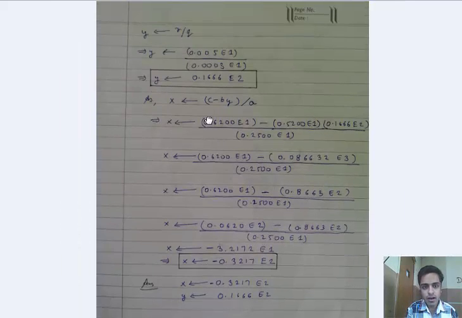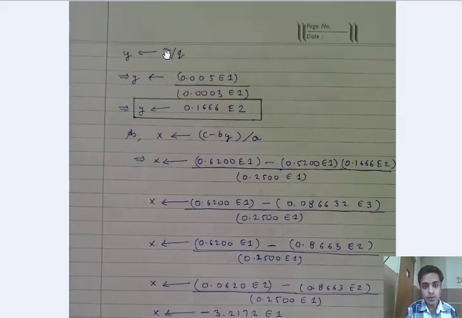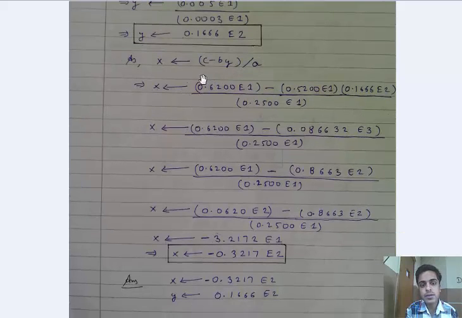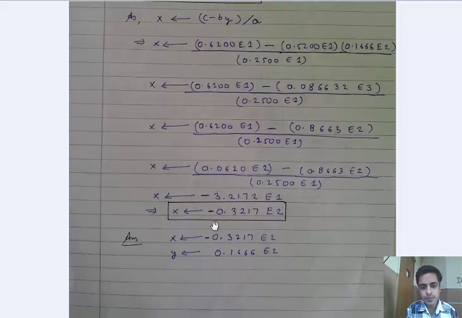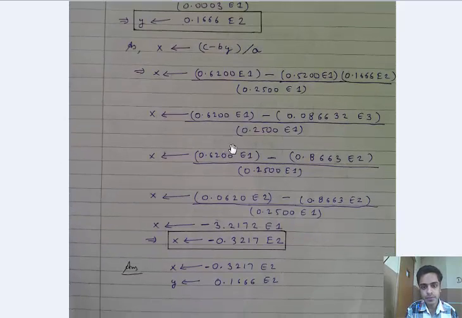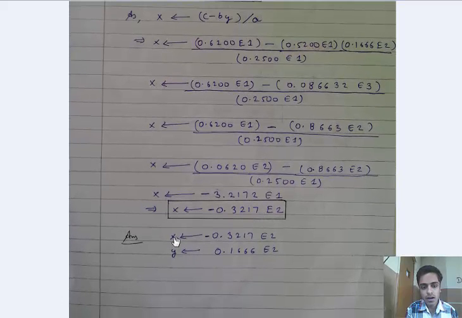Now we have the values of r and q. Then y will be 0.1666 E2, as x is (c minus by) by a. Then substituting corresponding values in this equation, we will get the value of x as minus 0.3217 E2. You can see the calculations. Hence the final values are x equal to minus 0.3217 E2 and y equal to 0.1666 E2.